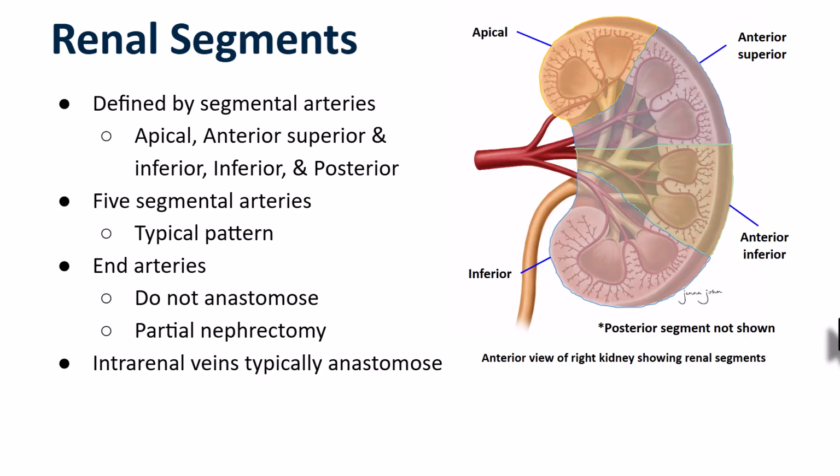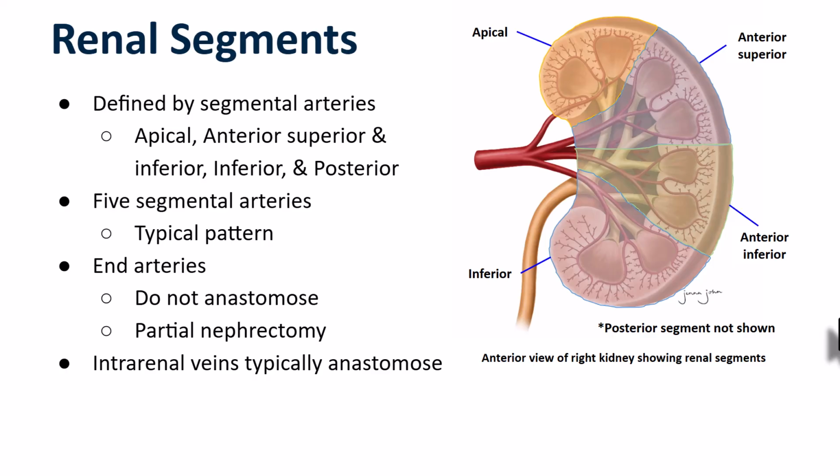Now, these segmental arteries are end arteries, meaning they do not anastomose with one another, and owing to this allows for a surgeon to remove a part of a kidney, one of the renal segments, without being to the detriment of the other 4 segments. So a partial nephrectomy is possible, much like a surgeon can remove a part of the lung, a bronchopulmonary segment, because it has its own unique blood flow. The same can be done with the kidney as well.